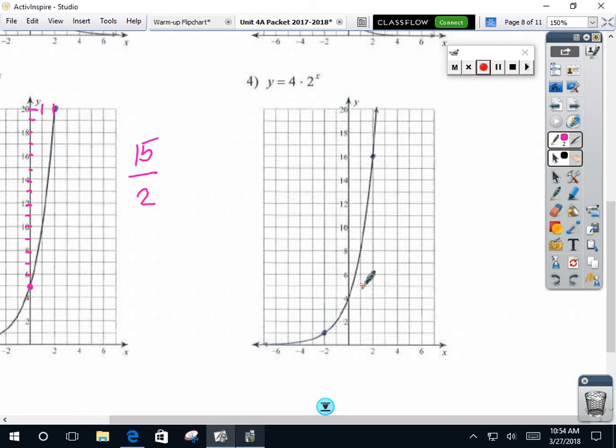You already do it? Because you have to start from this point, which is at 1, and go to this point, which is at 16. That's a rise of 15, and then a run from -2 to +2 is 4 units.